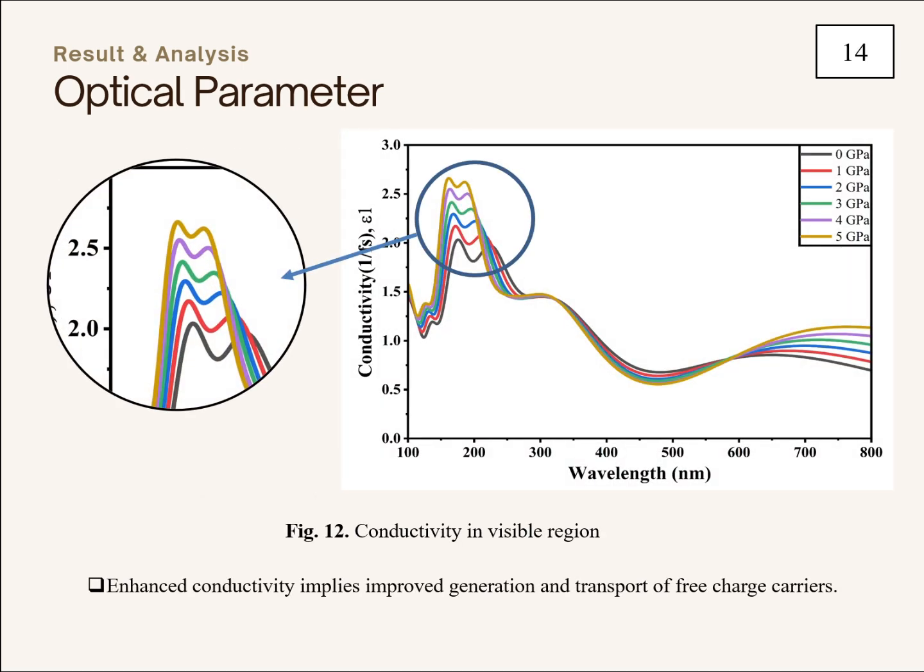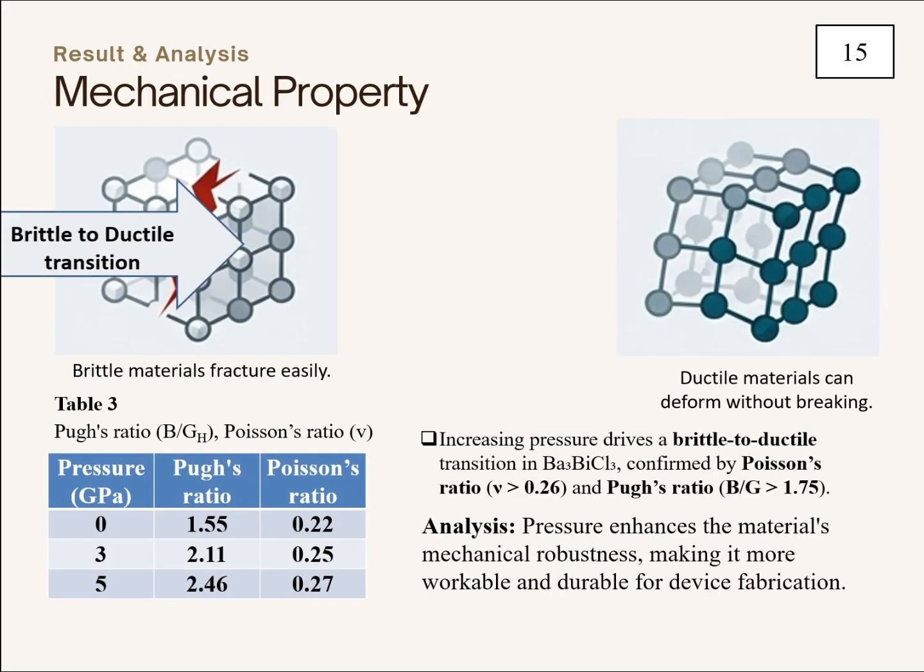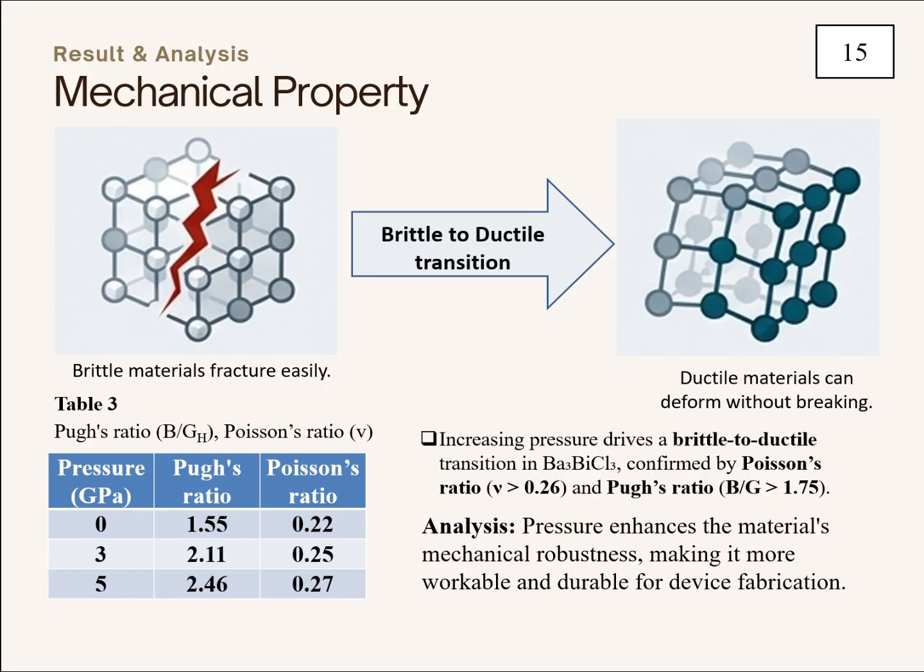And if we come to the optical parameter, conductivity, if we zoom into that particular region from 100 to 200 nanometer, we can see that with respect to the pressure, the 5 GPa is indicated in orange color. We can see the conductivity has risen from 2.0 to 2.5 and more. So it optimized our conductivity actually.